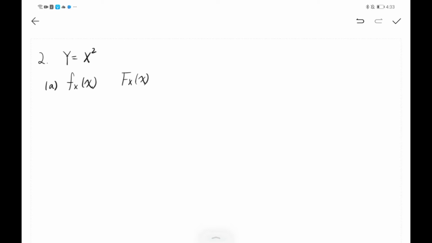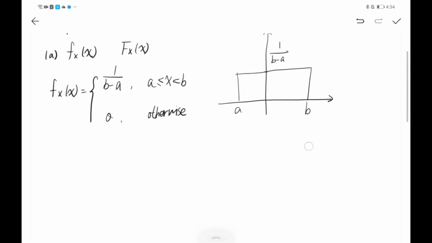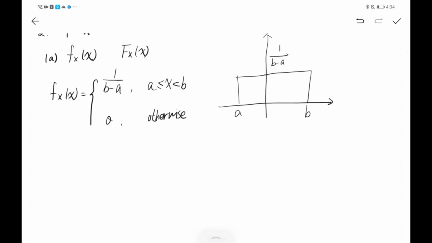So we know that X is a uniform variable, so it is very easy: the density function equals 1 over b minus a for x from A to B, and is 0 otherwise. And this plot is very easy too. It's like this, and the value is 1 over b minus a.